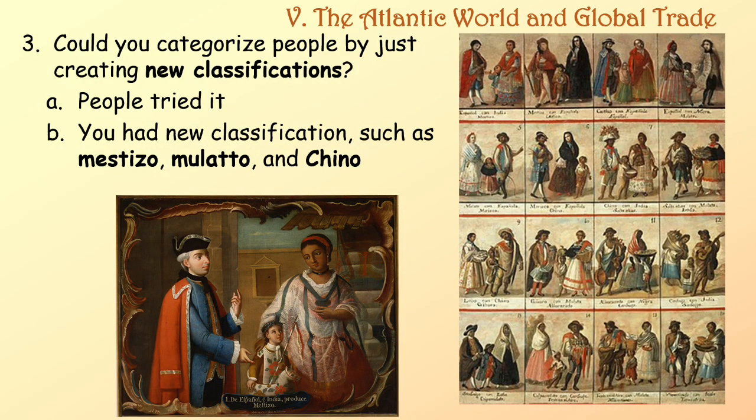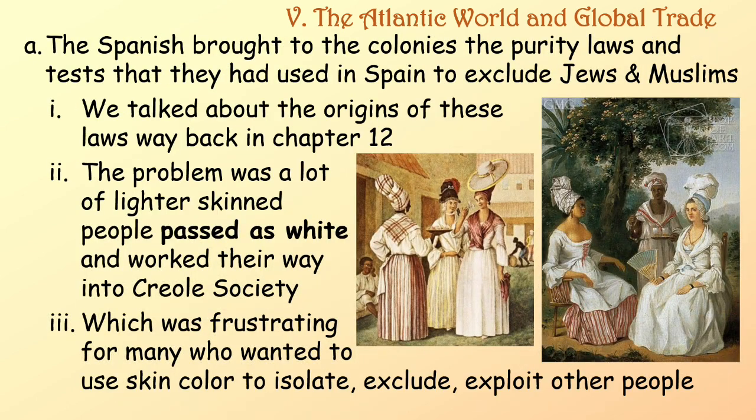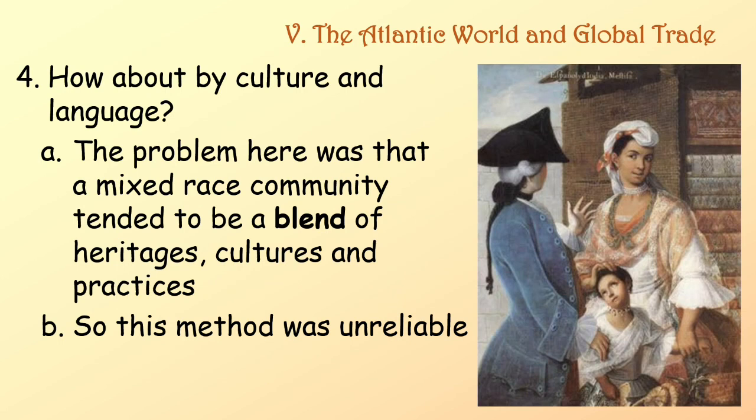Could you categorize people by just creating new classifications? People tried it. You had new classifications such as mestizo and mulatto and chino. The Spanish brought to the colonies the purity laws and tests that they had used in Spain to exclude Jews and Muslims. And we talked about the origin of these laws way back in chapter 12.